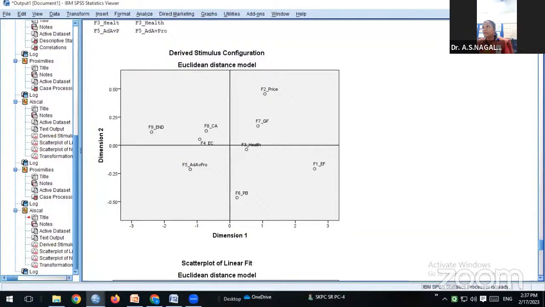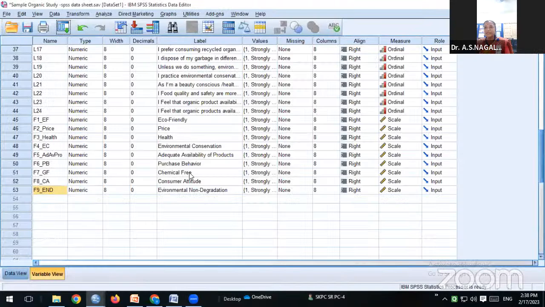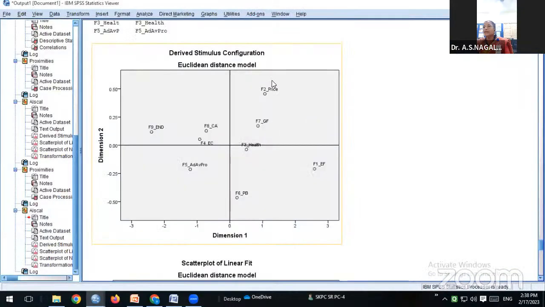So like that, if you fix your dimension, you will identify here the price and the GF. Somebody say what does GF stand for? Chemical free. Okay, so price and chemical free are connected here. You can see environmental concern, environmental non-degradation, and consumer attitude. They are in the similar quarter. So it is something like plus plus, minus minus. So you can take this for the explanation.